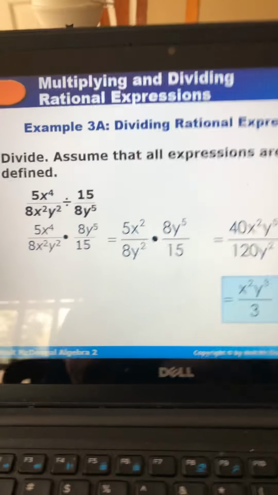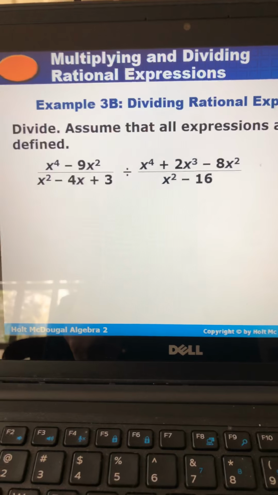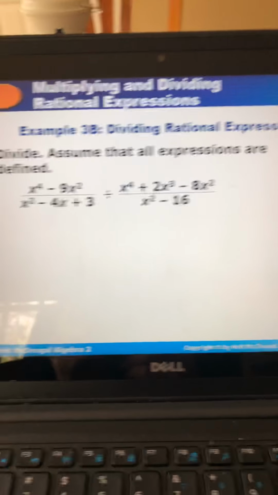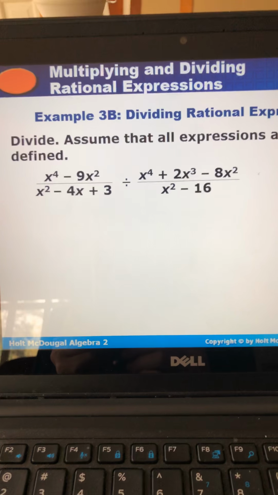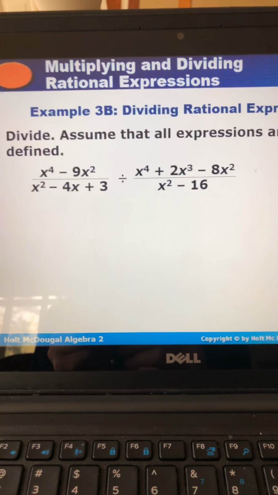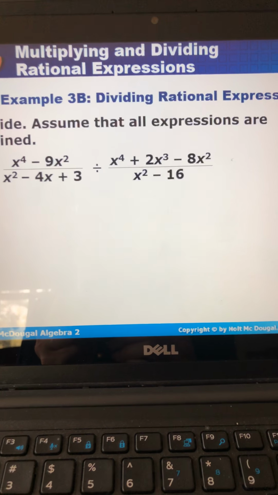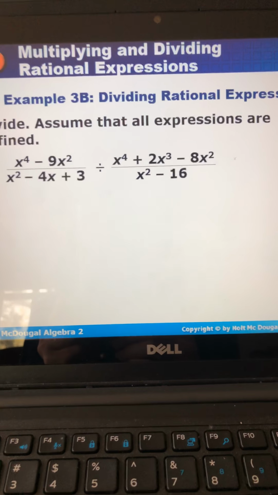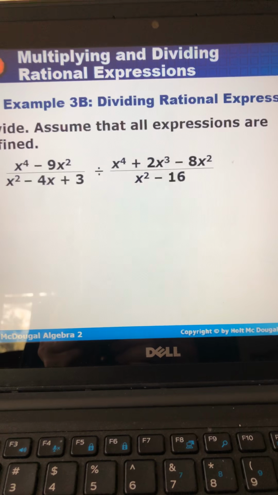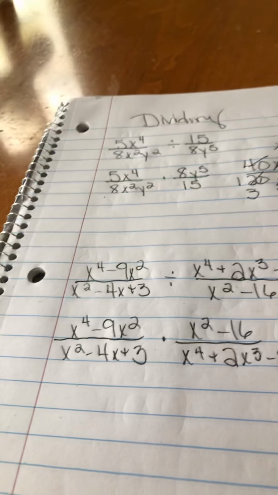So there it is, worked out. We see it's just like multiplication, except you just flip it around. Now the next problem is pretty complicated. It's x to the fourth minus 9x squared over x squared minus 4x plus 3 divided by x to the fourth plus 2x cubed minus 8x squared over x squared minus 16. So what I've done, first step, is I flipped it.